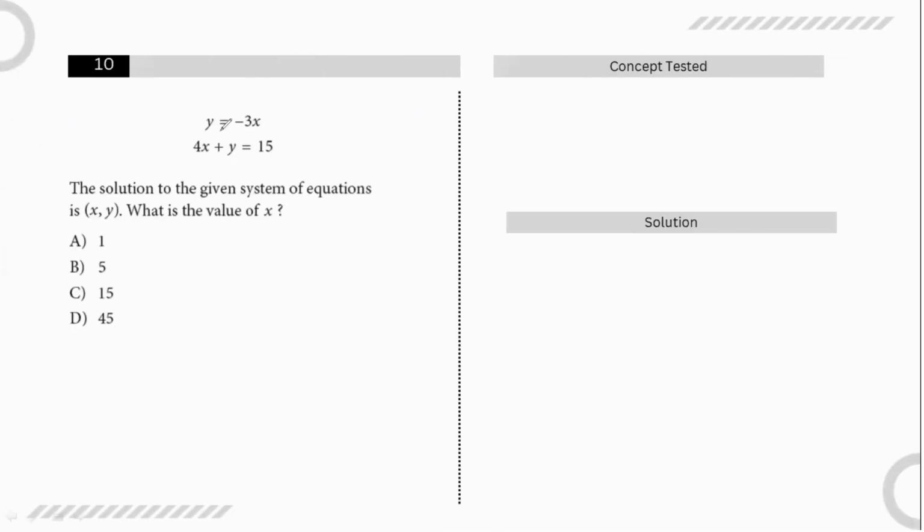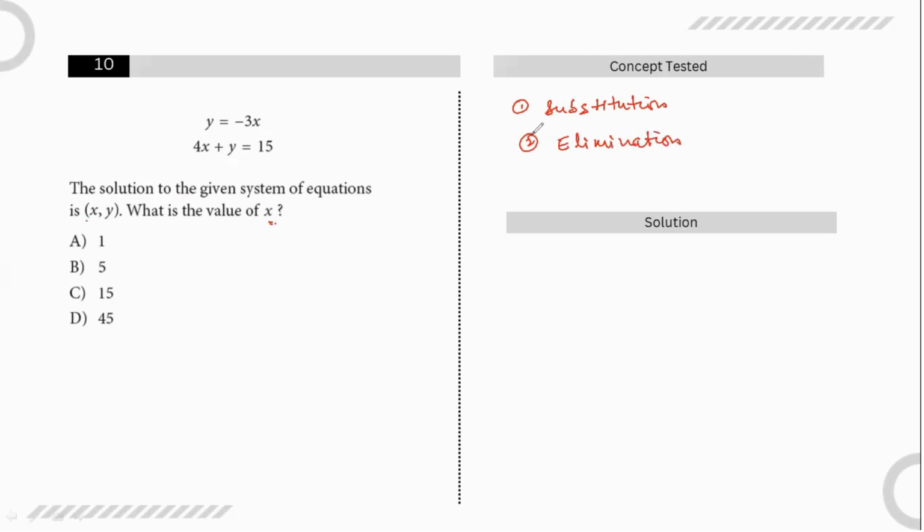In the next question, there are two equations which are given to you. y is equal to negative 3x, and 4x plus y is equal to 15. The solution to the given system of equations is (x, y). What is the value of x? So that's a linear equation, and the tested concept is how to solve it. There are two approaches. The first approach is known as the substitution approach, and the second approach to solve two equations is the elimination approach. These are the two approaches.